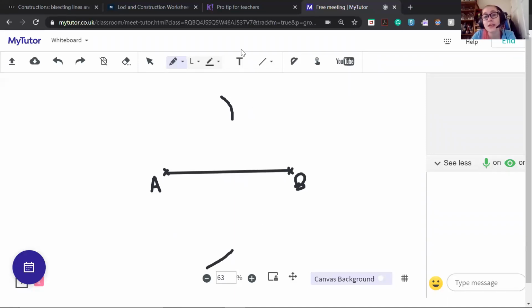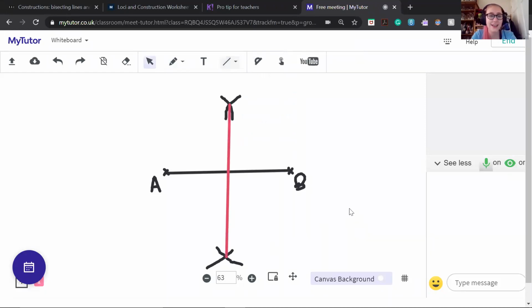Then you're going to put the pin on B and keep it the same length, draw a little arc of the circle here and a little arc of the circle down here. And then you see where these cross over, it makes an X at the top and at the bottom. All you're going to do is join up those 2 points. Clearly, I didn't draw it very accurately, but this will be a right angle here, and it will bisect it exactly in half.